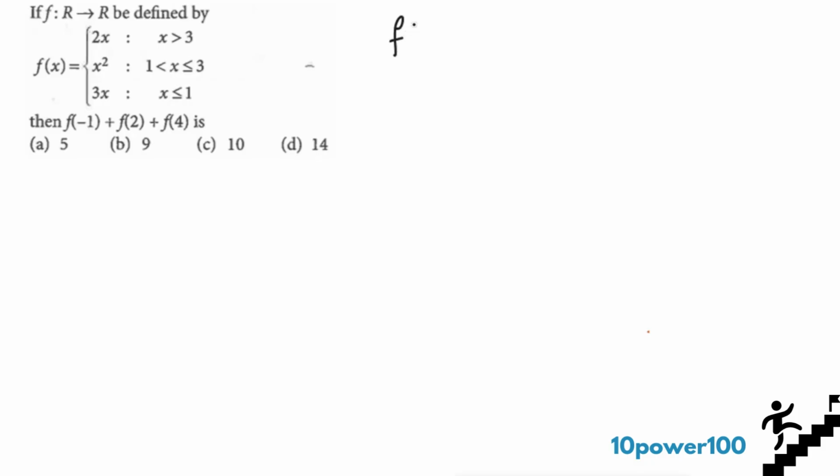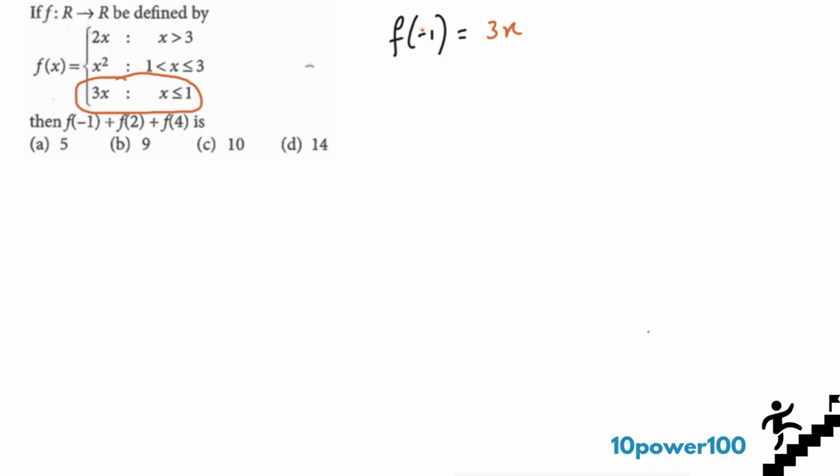Let's calculate f of -1 first. If you observe very carefully, f of -1 they have asked. So which condition is our f of x? Here when x is less than or equal to 1, this is where our -1 comes, right? So when x is less than or equal to 1, what is our f of x? F of x is equal to 3x.